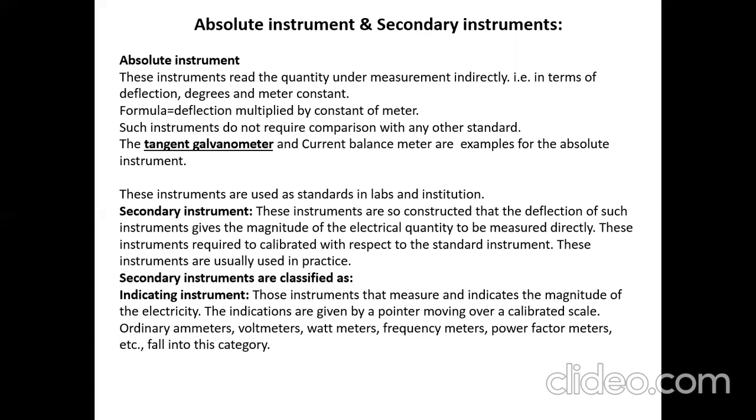This will require calibration every such time period for reducing the error. These instruments are usually used in practice. These instruments will be used in your laboratory also. This is your secondary instrument. The absolute instrument is only used for the detecting purpose, and the secondary instrument is used for the measurement of the actual quantity.